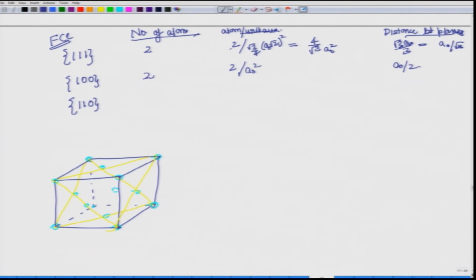So, this is the 110 plane. Again you can clearly see that there are 2 atoms here, and the area of this is equal to A naught square root 2. So, this becomes 2 by root 2 A naught square, equal to root 2 by A naught square, and the distance between the planes, from here to here, is equal to A naught by 2 root 2.